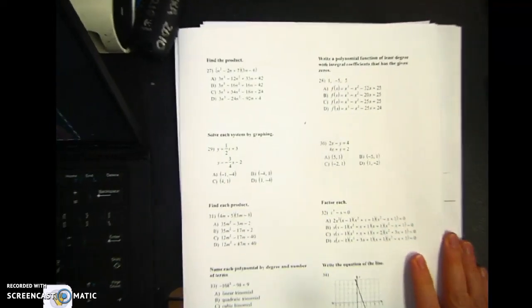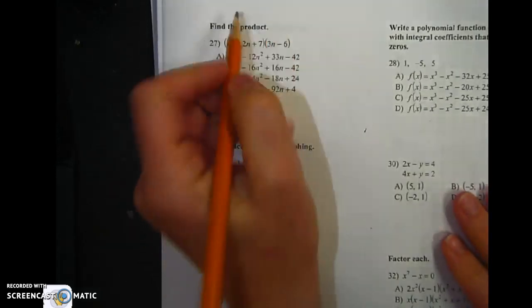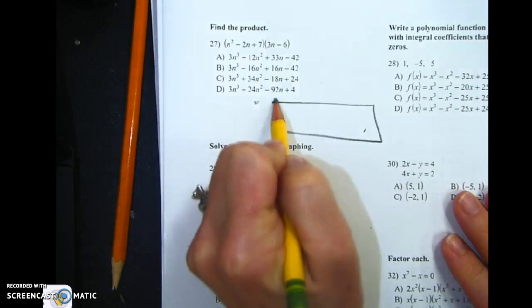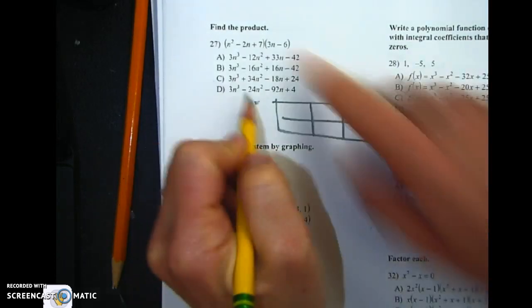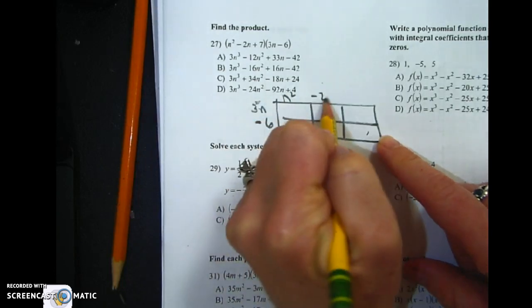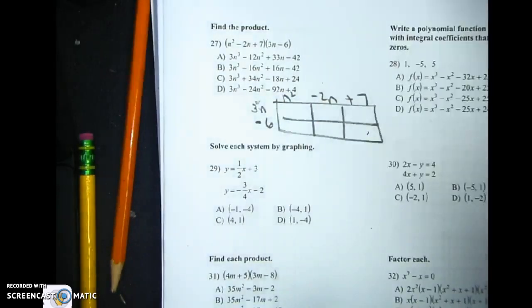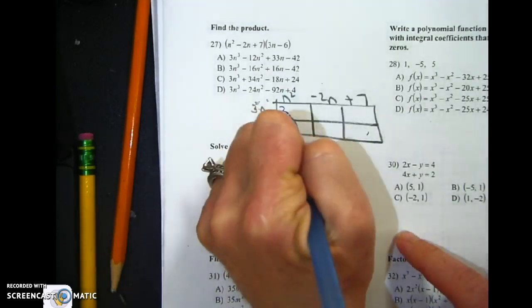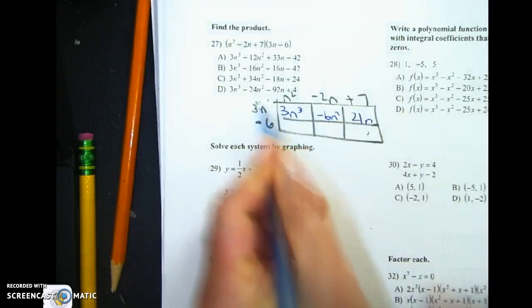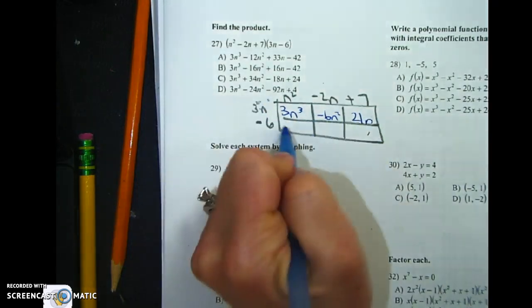So we're on page 4 now. As I look at number 27, it looks like a 3 by 2, but I'll make it look like a 2 by 3. So I'm going to go 3n minus 6, n squared minus 2n plus 7. Remember, when we're multiplying the littles, we really add. Notice that it's going in a pattern, 3, 2, 1.